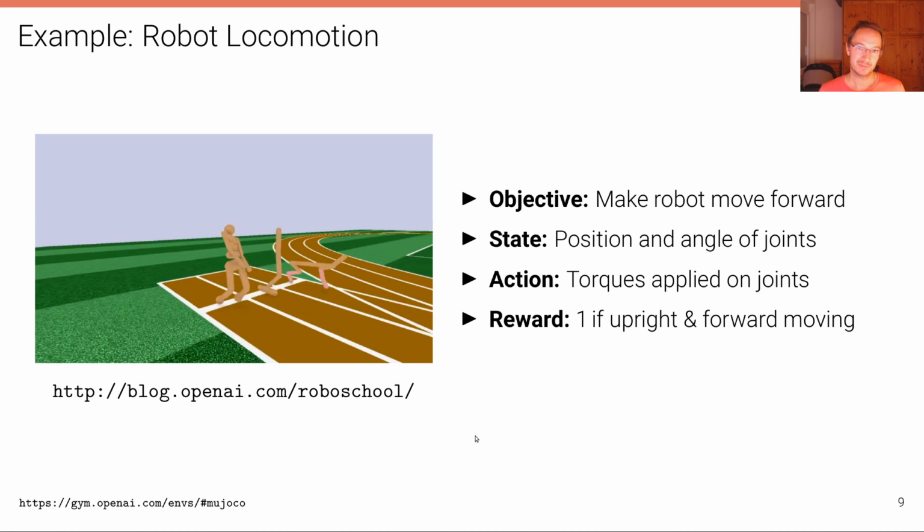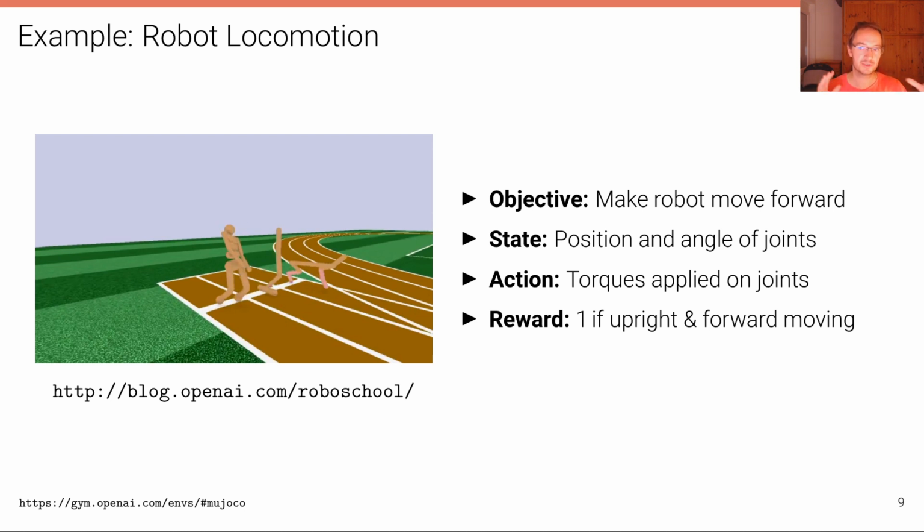Another example is robot locomotion. This is an example taken from the RoboSchool environment from the OpenAI gym, where also our self-driving takes place. This is just another environment in OpenAI gym. The objective here is we're given a robot that comprises several bones and joints, like the articulated structure of the robot. And you can see there are different robots here. And the objective is to make the robot move forward.